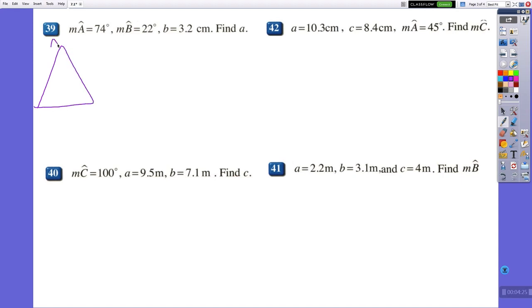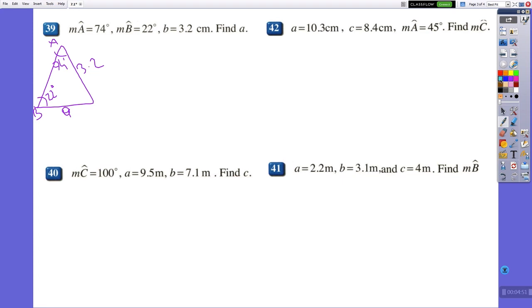Angle A is given as 74 degrees. Angle B is given as 22 degrees. And side length B is 3.2 and side length A is missing. So simply you're going to set a proportion. So here we have 2 angles, 1 side. So we're going to use law of sine here.